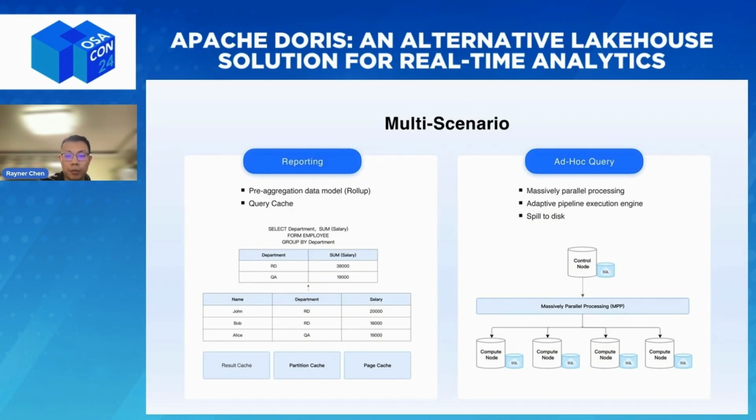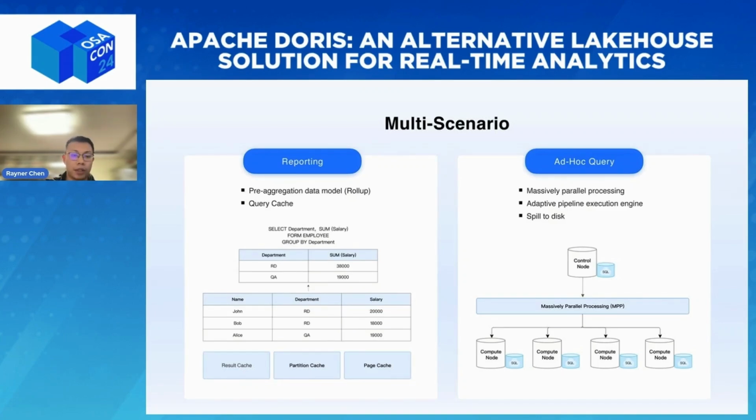And Doris will automatically do the aggregation and materialize the aggregated data in the ROLLUP table. So when users try to query this data, like select department, sum salary from the employee table, group by department, Doris can automatically redirect this query to the ROLLUP table and retrieve the data directly from the pre-aggregated data to avoid the computation at runtime.